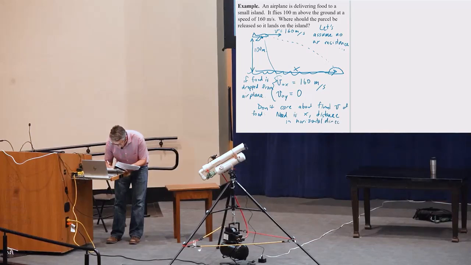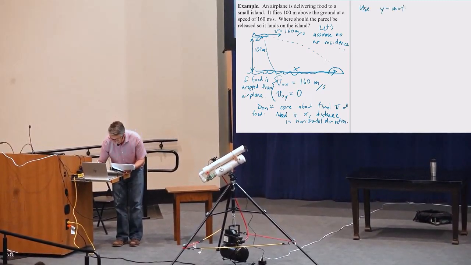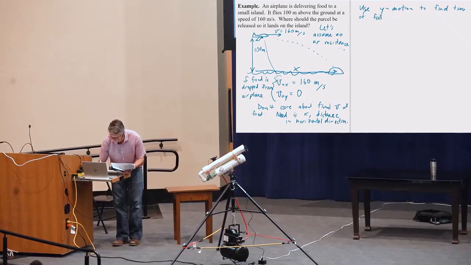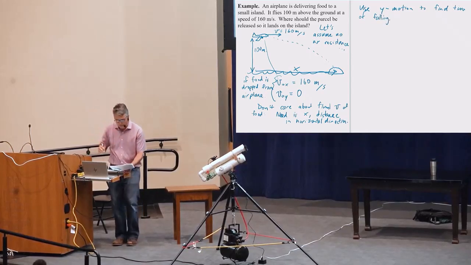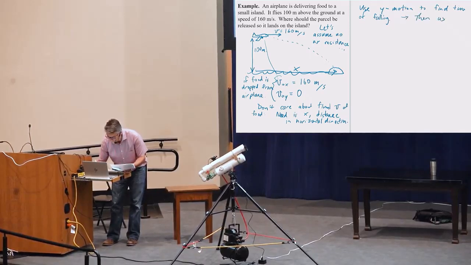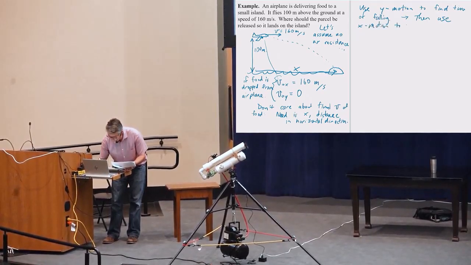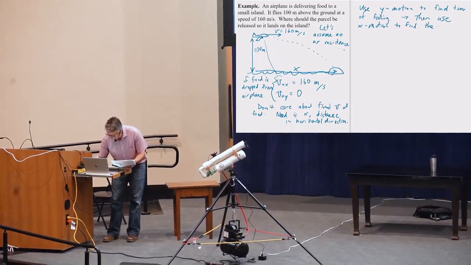So my strategy, I haven't done much yet except talk about what I'm going to do, is to use the y motion to find the time that it would take to drop that distance. It's sort of like the bullet problem of falling, because the time of falling only depends on the y component of the motion. And then I can use the x motion to find the horizontal distance it travels.